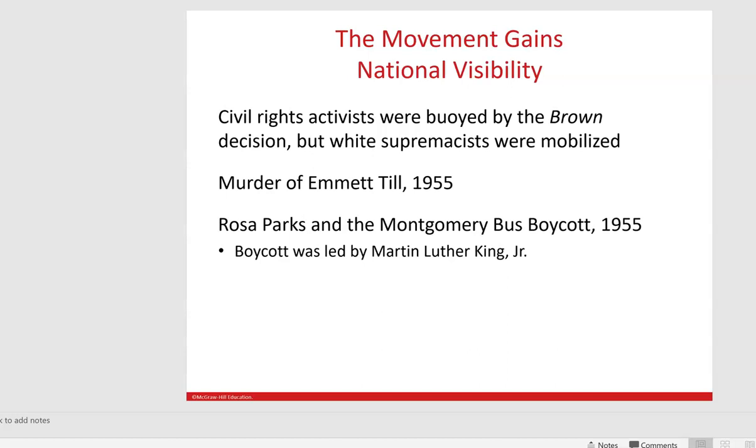Also in 1955, in Montgomery, Alabama, the bus driver asked Rosa Parks to give up her seat for a white man, and she refused. This situation was considered a test case to challenge the constitutionality of segregation. Martin Luther King mobilized a bus boycott based on this case, and the city lost large amounts of money. In 1956, segregation was ruled unconstitutional.